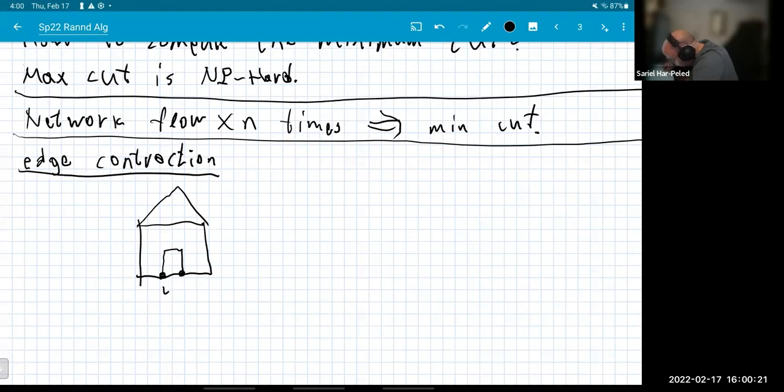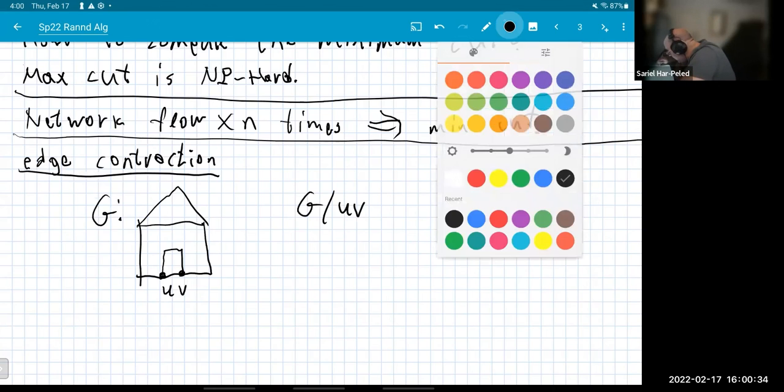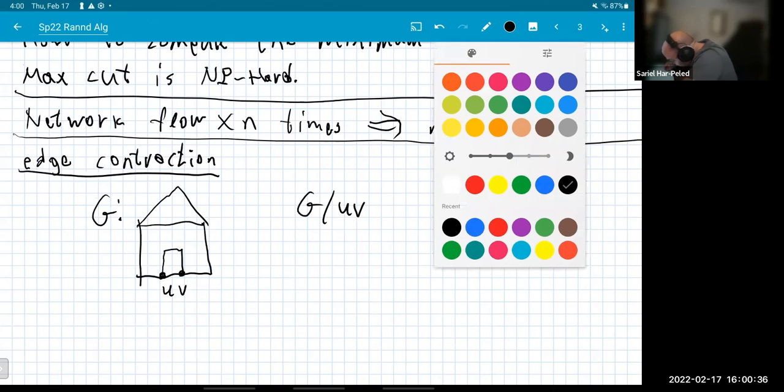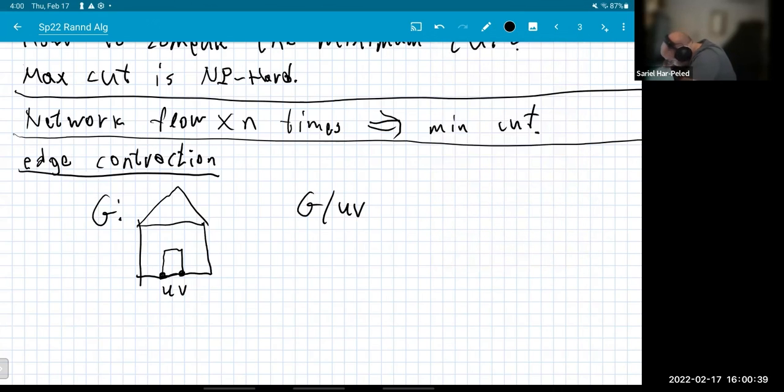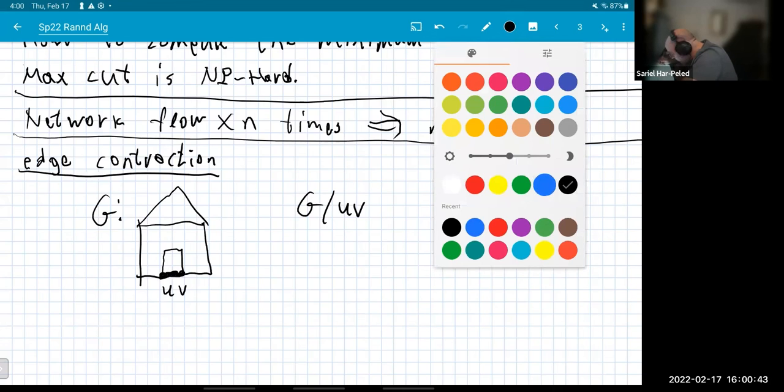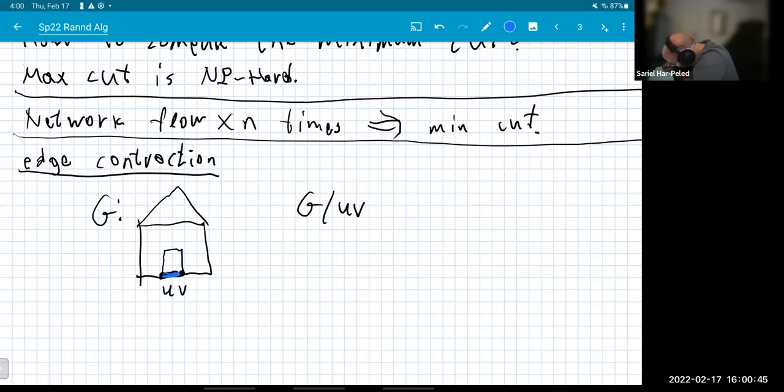And let's call this UV. Okay, this is G. Contraction is essentially you take an edge in the graph and you contract it. You identify the endpoints, so in this case, this is going to be this edge. I tried to change the color, not successfully. Let's try again. You take this edge and you contract it, right? So if I do that, the new graph, let's draw it.